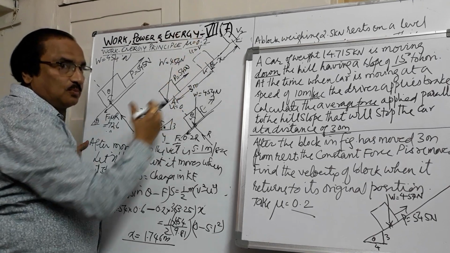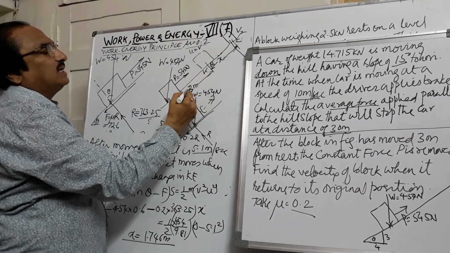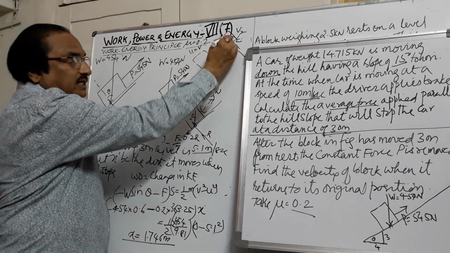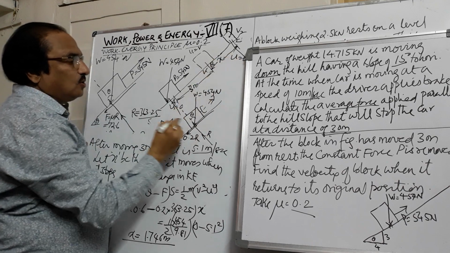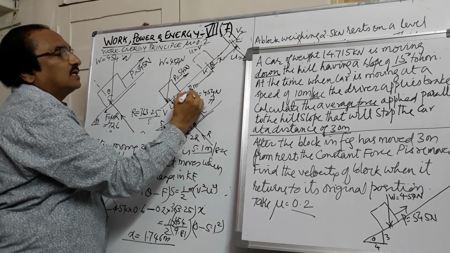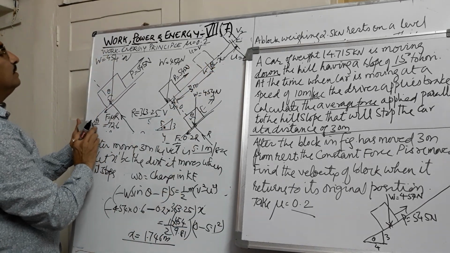Now the block starts moving down from here. So from here to here, the distance it will be traveling will be 3 plus 1.746, and the velocity here initially is 0. So you will have to find out what will be the velocity after moving this distance, 3 plus x meters. That is the next part. We will see the next part.